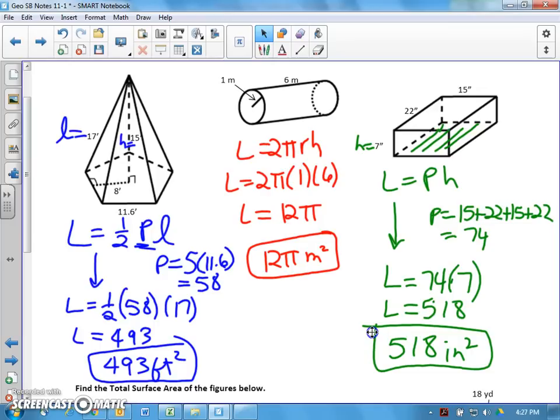And for your rectangular prism, your height has to be the 7-inch side because that's perpendicular to what we're calling our base. You should be getting 518 square inches.